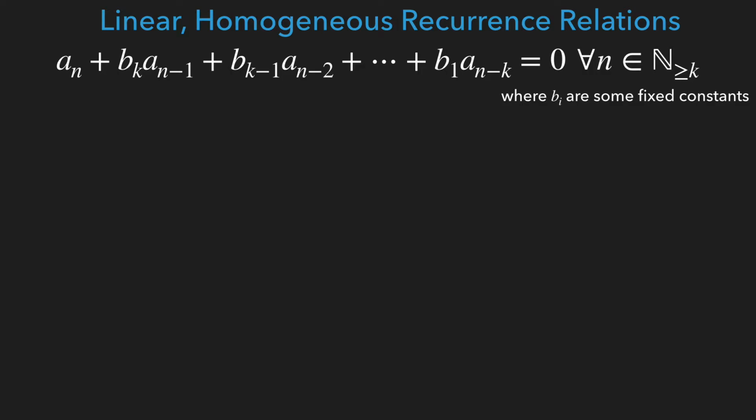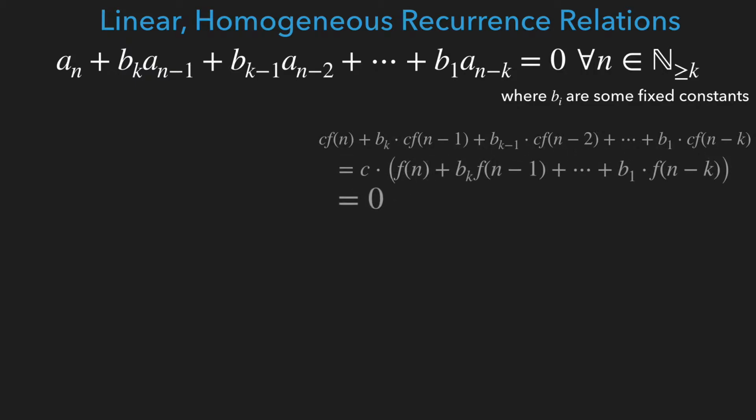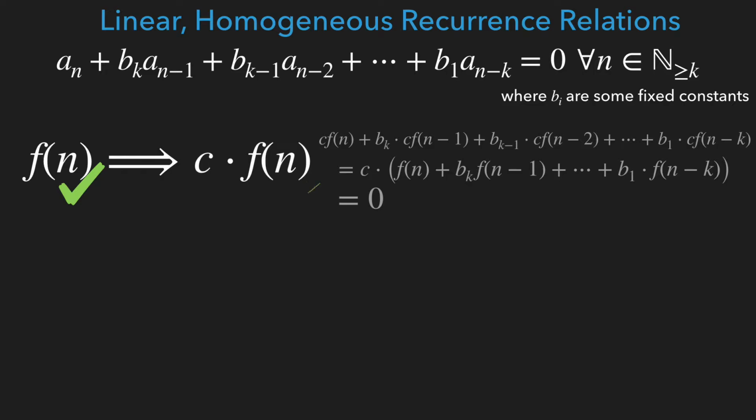How does all this help us? Well, because it is homogeneous, if we multiply each a_i by some constant c, we can just factor out its power. So, if an explicitly defined function f(n) gives us a_n, that is, it satisfies this equation, then so does c times f(n).